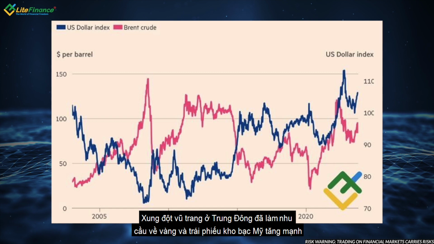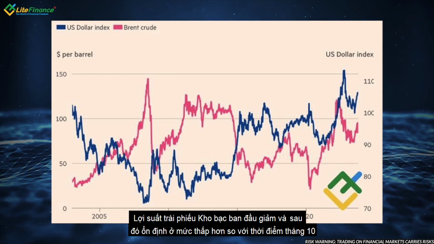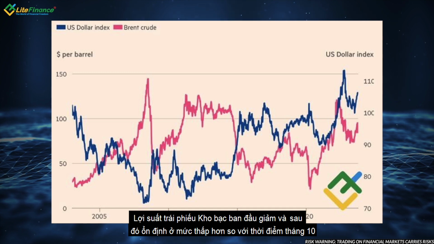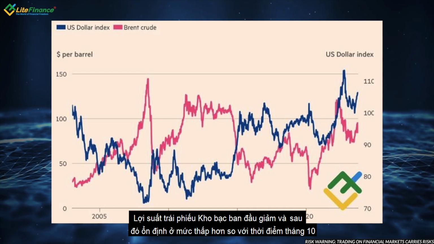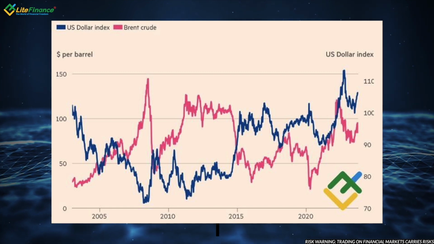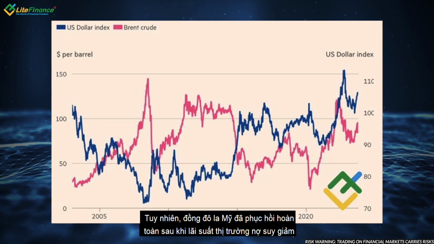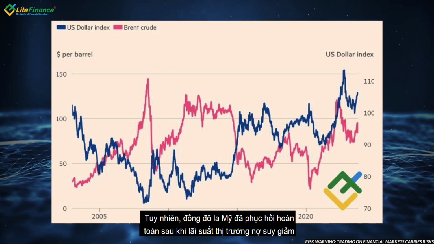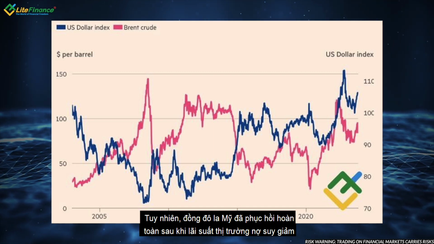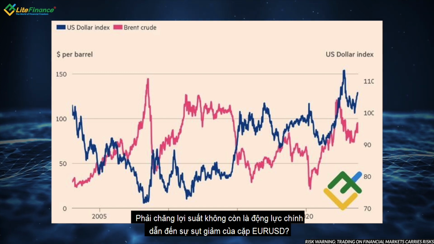Okay, now let's move on to fundamentals. The armed conflict in the Middle East has sharply increased the demand for gold and US Treasury bonds. Treasury yields initially fell and then stabilized at lower levels than at the beginning of the second week of October. However, the USD fully recovered after the fall in debt market rates. Is yield no longer the main driver of the Euro-USD decline?